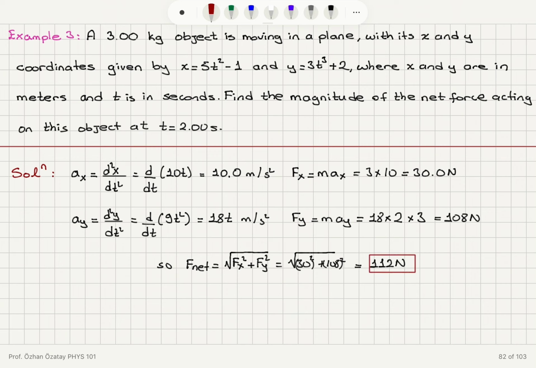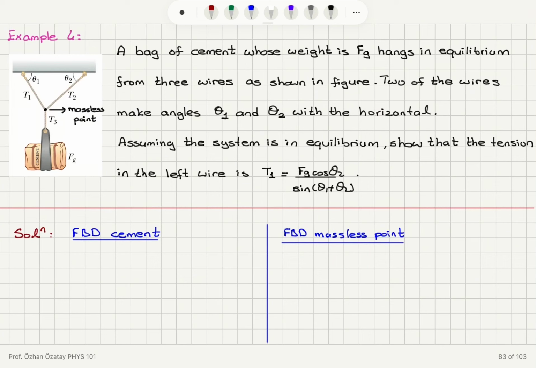So this was a simple exercise to determine the magnitude of the net force acting on an object at a certain point in time, knowing its position x and y, or r, as a function of t, for a 3 kilogram object. So we just take two derivatives to find the acceleration components, we find the force components, and we can find the magnitude using the components of the force. Okay, so let's move on to the next example.